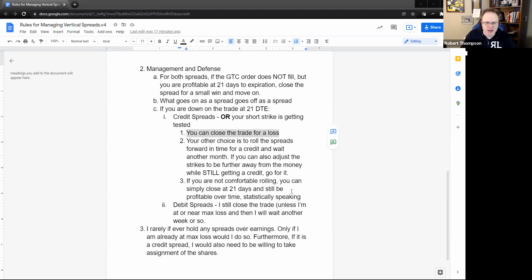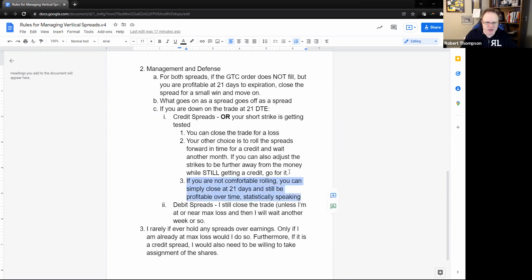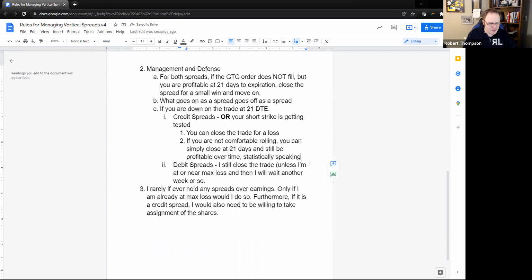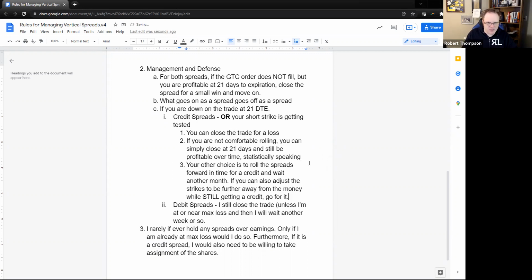That's what this number 3 says here, which I think I'm going to switch. Let's cut this and paste it here. So if you're not comfortable rolling, you can simply close at 21 days and still be profitable over time, statistically speaking. So that's okay. Some people get into arguments with me about how rolling options is evil or confusing or whatever. I get it. That's fine. You don't have to do it. However, you should be aware of the advantages of rolling the option. So that's what we're going to talk about now with our last 20 minutes.